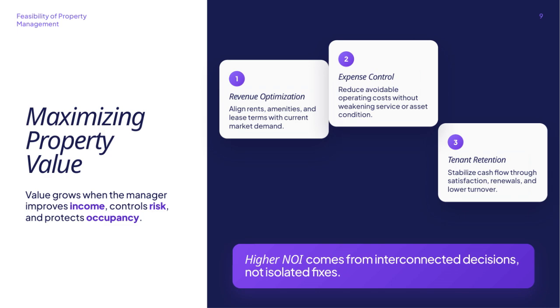The goal here is to cut down avoidable operating costs without compromising the quality of service or the condition of the asset itself. Ultimately, higher net operating income, or NOI, doesn't come from quick fixes but from a series of interconnected decisions across these areas. It's about balancing and aligning all these aspects to keep the property performing at its best.